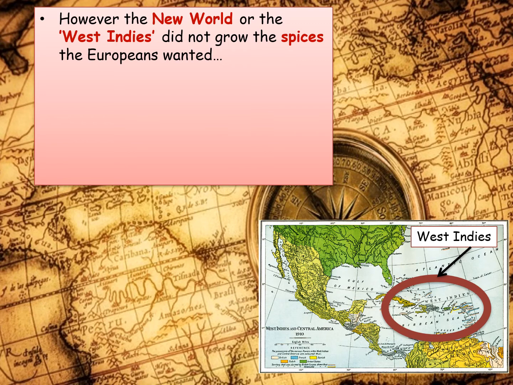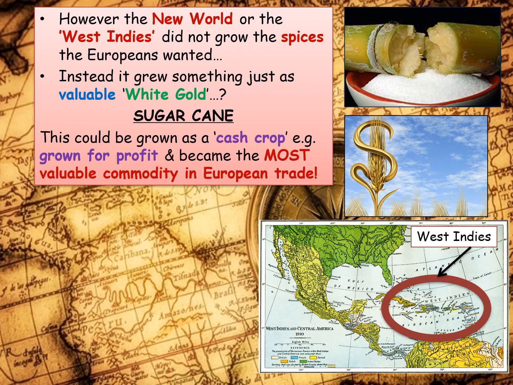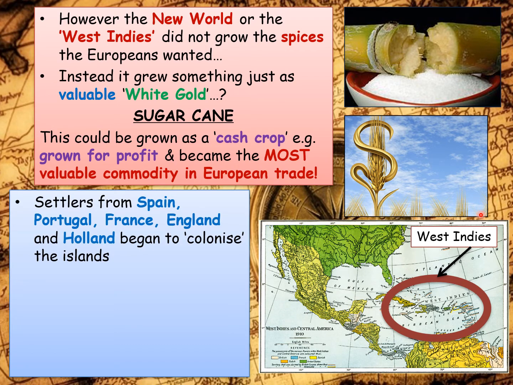He does work out that the spices the Europeans wanted did not grow particularly well in these regions. However, the white gold, the sugar, really did. It could be grown as a cash crop, which meant it was grown for profit, and it could be grown really quickly and really effectively and sold for quite a lot of money because the demand was so high. Most of the European trade actually would use sugar, so it became a really very valuable commodity really, really quickly.